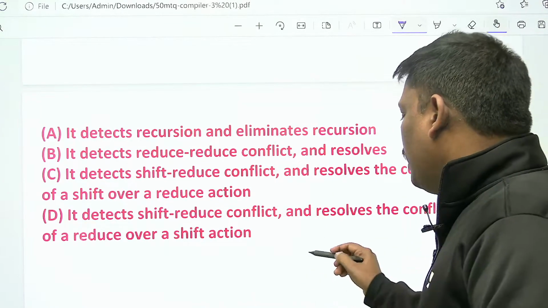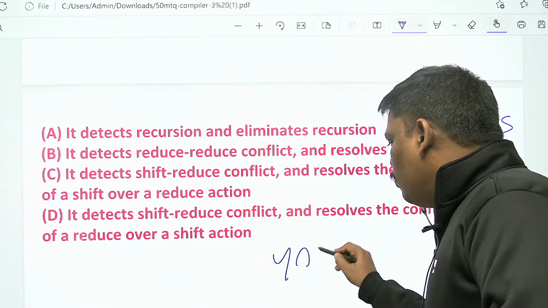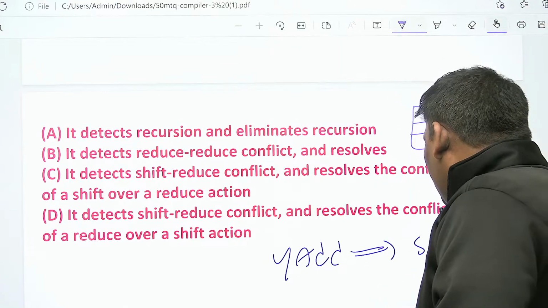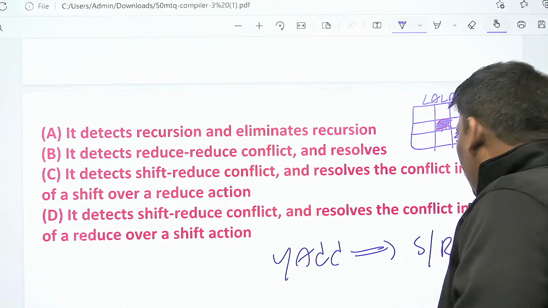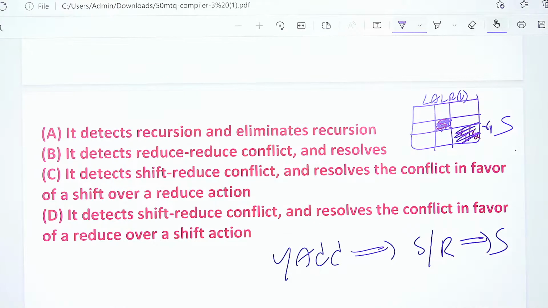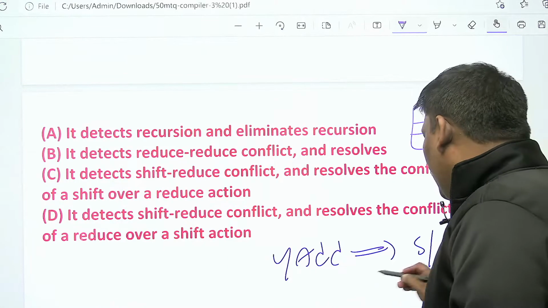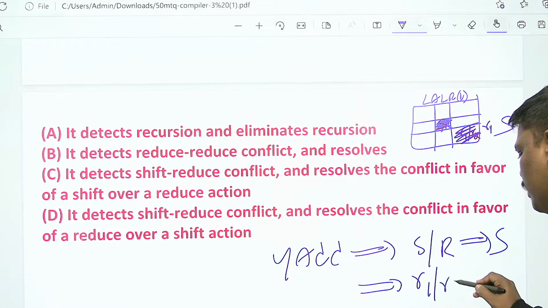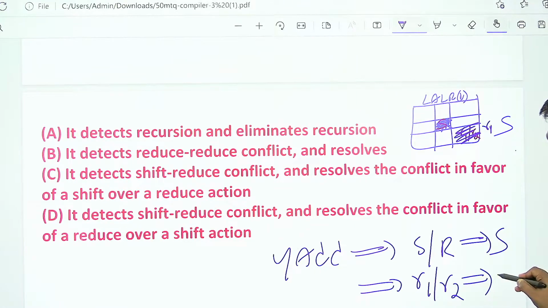Please remember, I'm writing now. For the ACT tool, anywhere an SR conflict is there, it will replace it by S. This is the only thing you have to remember. The ACT tool will do one more thing also. Anywhere an RR conflict is there, it will give priority to the first reduce.